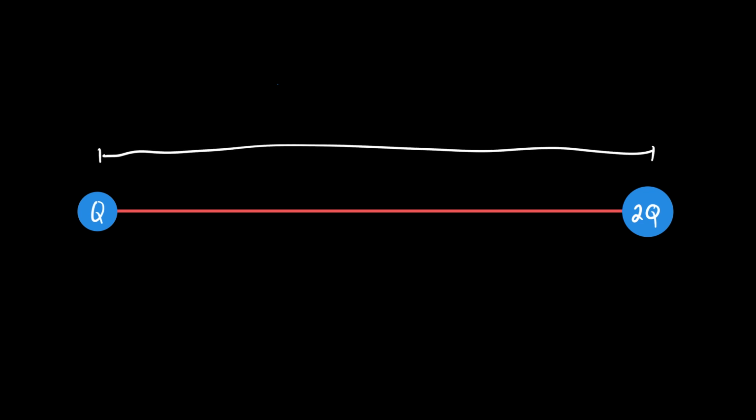All right, so this is Q. This is 2Q. And they are separated by a distance of D. I have another charge whose charge is unknown. How far away from this charge can I place the unknown charge so that it doesn't move?